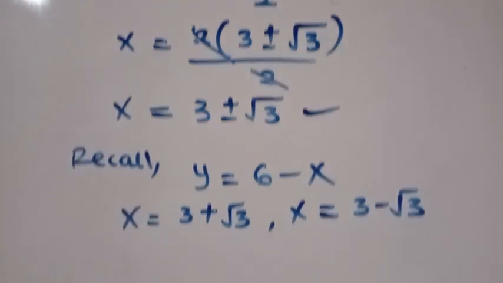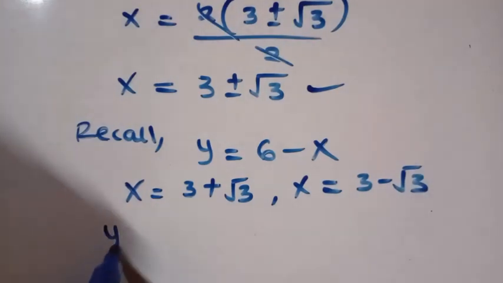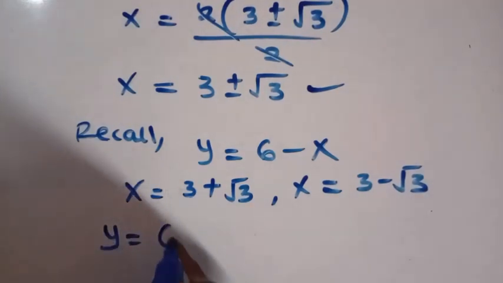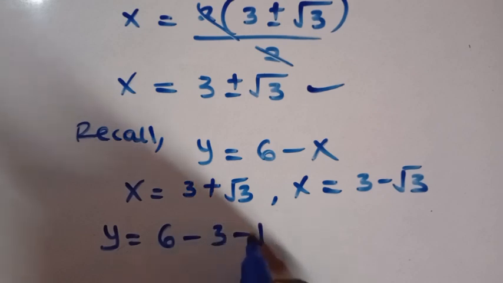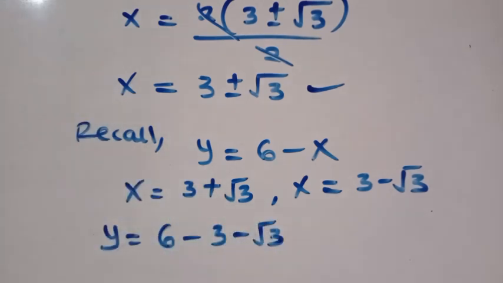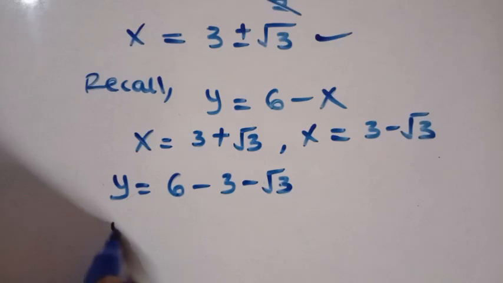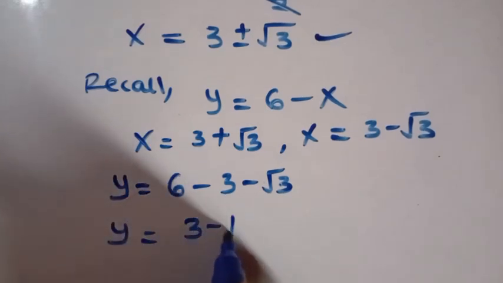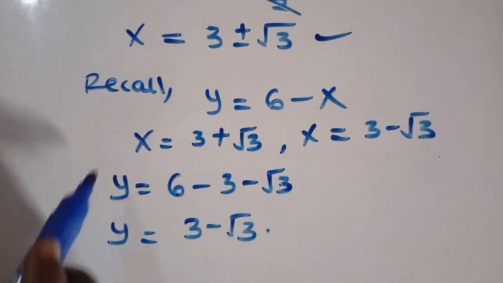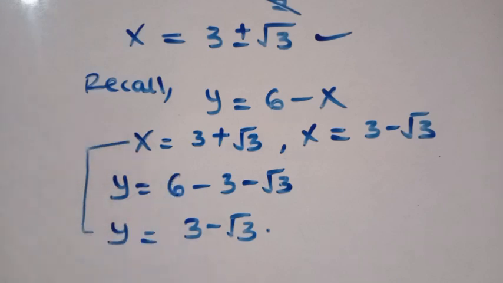So I will try to apply these two. We are going to get y equals, for this, 6 minus 3 minus square root of 3. And here we have our y equals 3 minus square root of 3. So this is when x equals 3 plus square root of 3. So we get y equals 3 minus square root of 3.